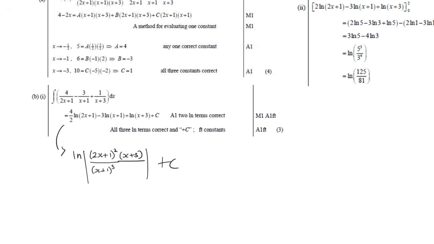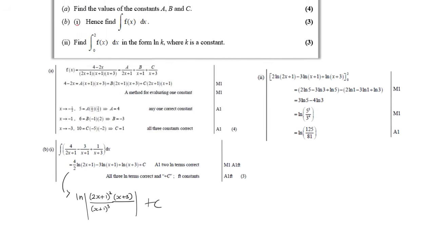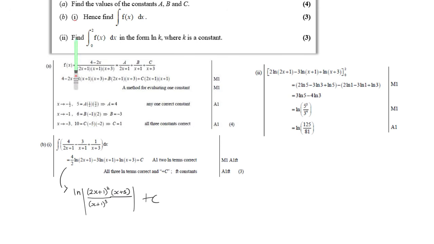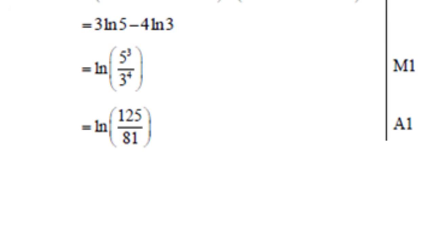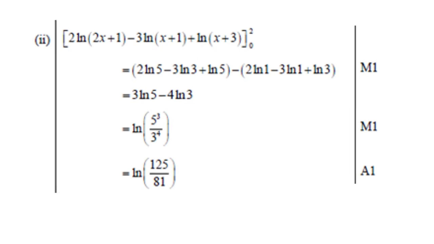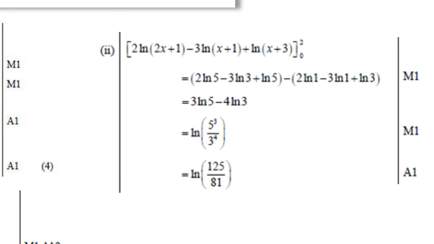Then, the last part, now this is where people lose some marks sometimes. You need to substitute in the values of 2 and 0 and put this in. However, it should be an exact form, we should have got ln of 125 over 81. Perfect. Okay? Amazing. Right then, let's move on.